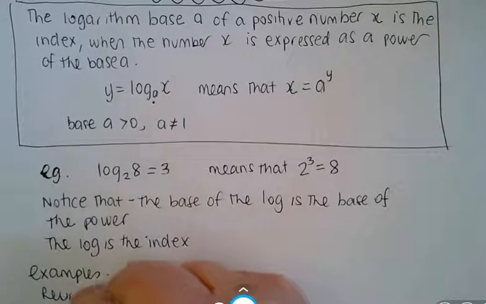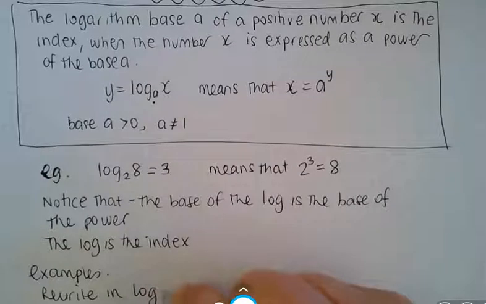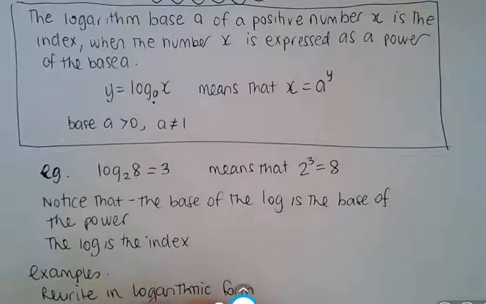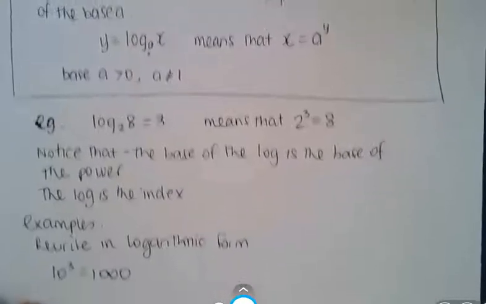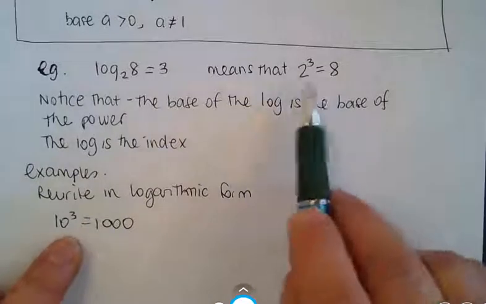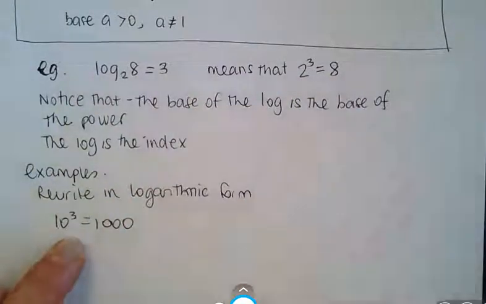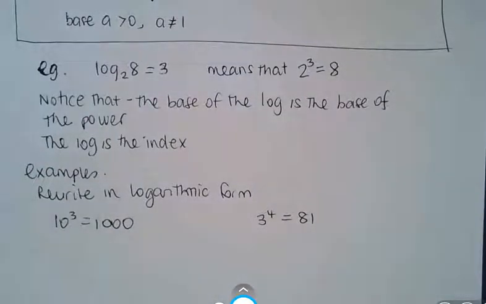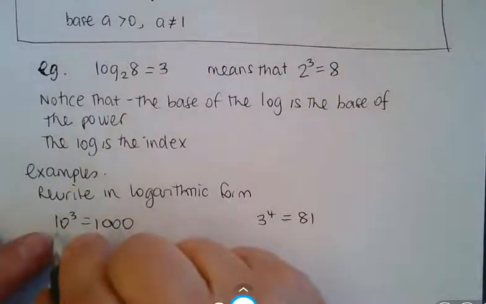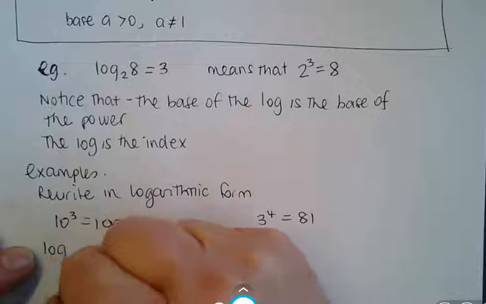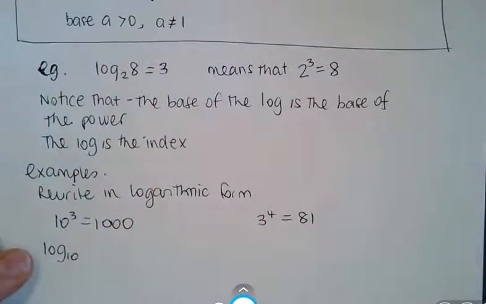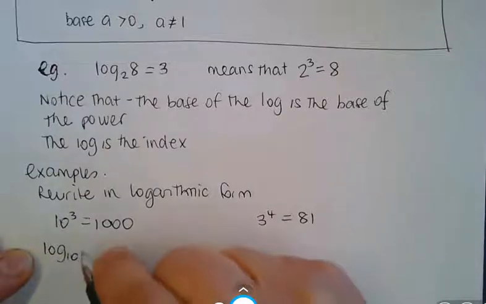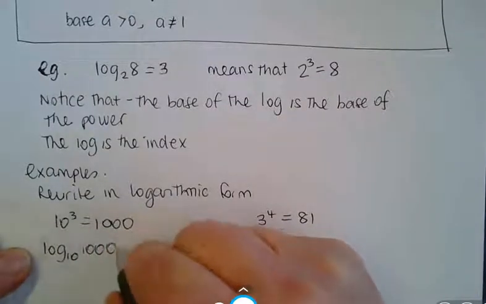Just rewrite in log form. So 10 to the power of 3 is 1,000. How would I write that as a log? I know you can't see it. That's like giving you 2 to the power of 3 is 8. How do I write it as a log? The other one, 3 to the power of 4 is 81. How do I write that as a log? Remember, the base is the base of the log. So I say log to the base 10 of 1,000 is 3.